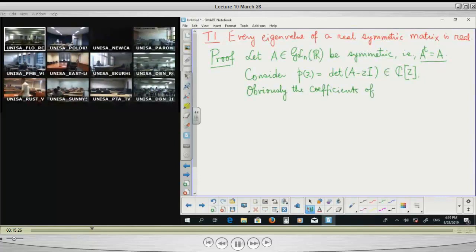Why do I need this? Now, by the fundamental theorem of algebra, I know that this has a complex root. By the fundamental theorem, there is a complex number lambda such that P of lambda is 0.